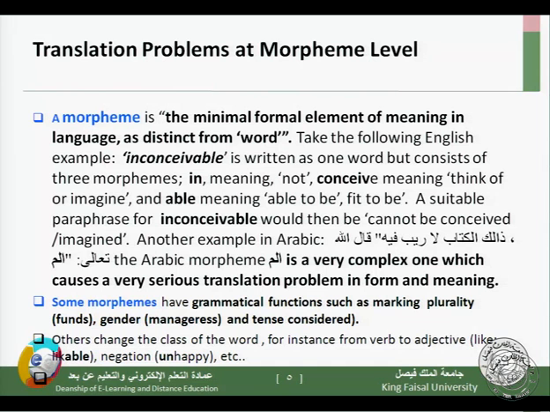All right? So this is a very brief introduction about morphemes, about the potential problems in translation when you are dealing with a morpheme. So I hope now you've got the idea. Now we need to move to another level.